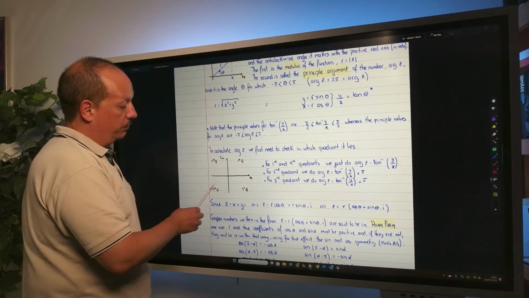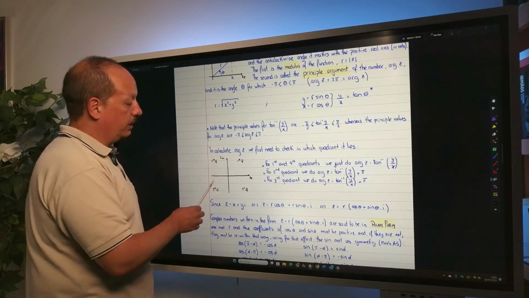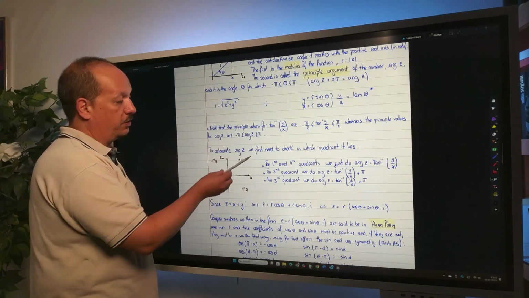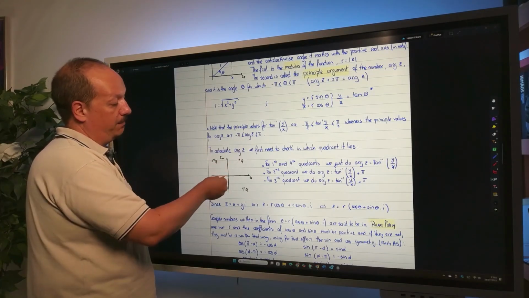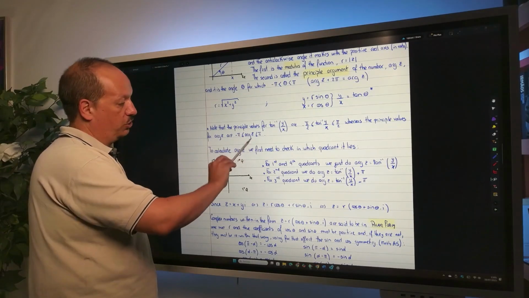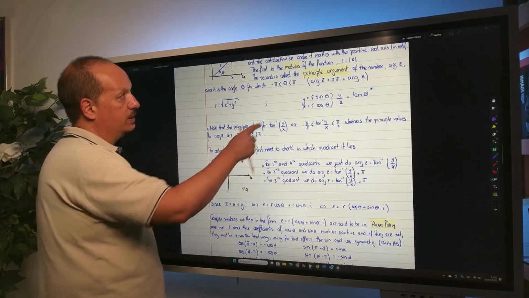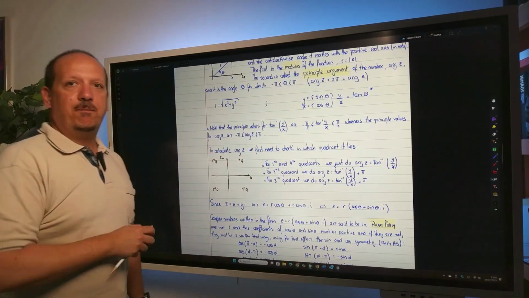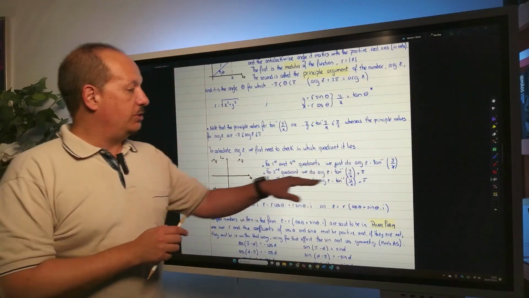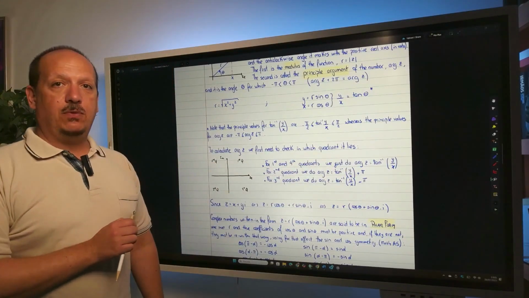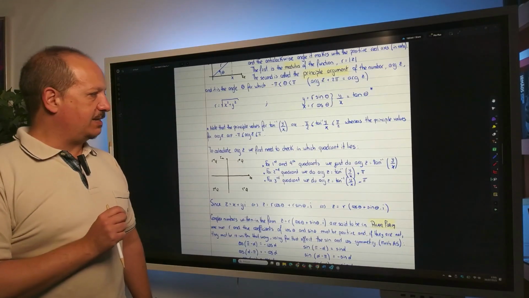Now, if the number is over here, the calculator will give you a value over there in the first quadrant. So what you have to do now is subtract pi. You subtract pi, and the value will still be between minus pi and pi. So for the second quadrant, add pi. For the third quadrant, subtract pi. Okay? Pay attention to these tiny details.